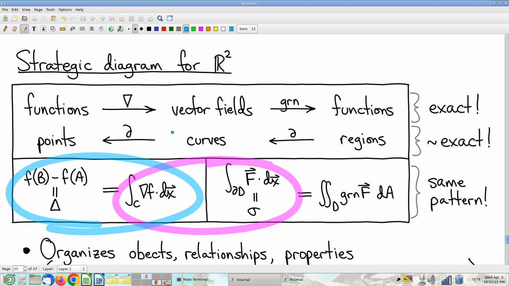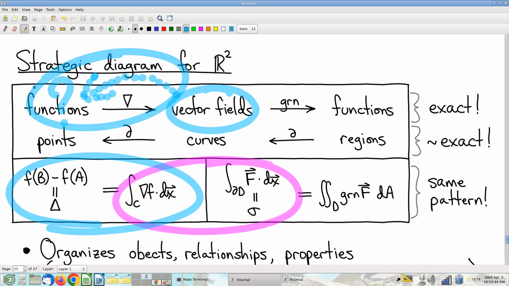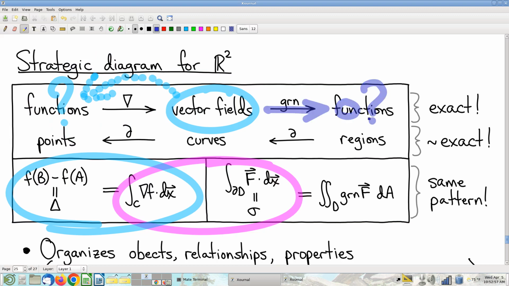The tricky bit, though, if I'm going to use the fundamental theorem of line integrals, is that I need my vector field to be a gradient. I, therefore, would need to be able to find the anti-gradient. And the diagram, again, helps me see that if I want to turn this expression into that expression, I'm going to need to be able to find an anti-gradient. Now, under what circumstances can I find an anti-gradient? Also represented on the diagram. I just have to compute Green's operator and see if I get 0.